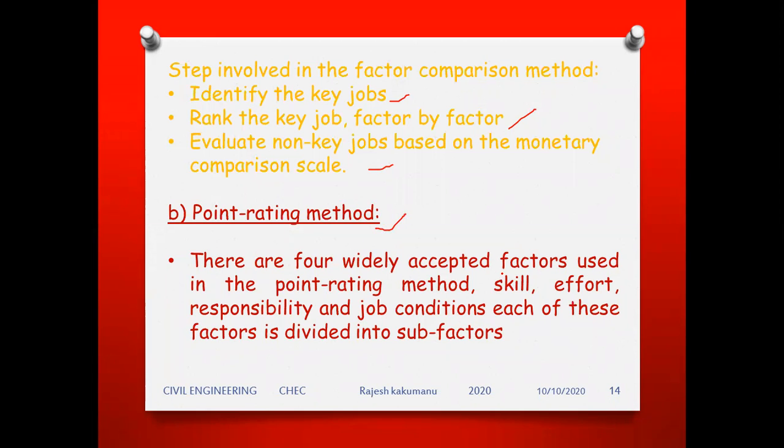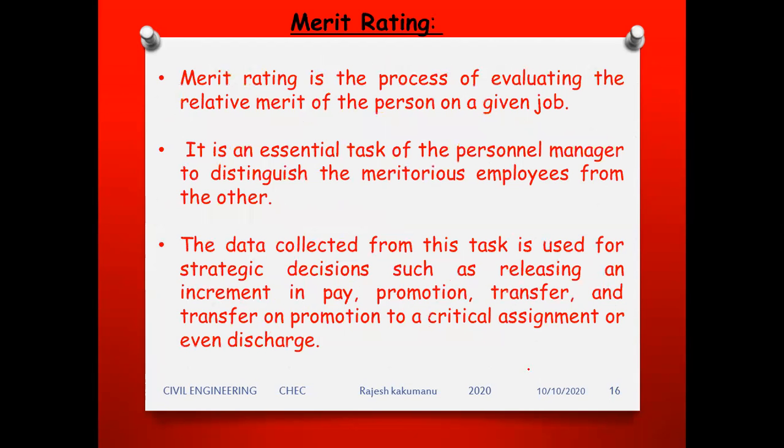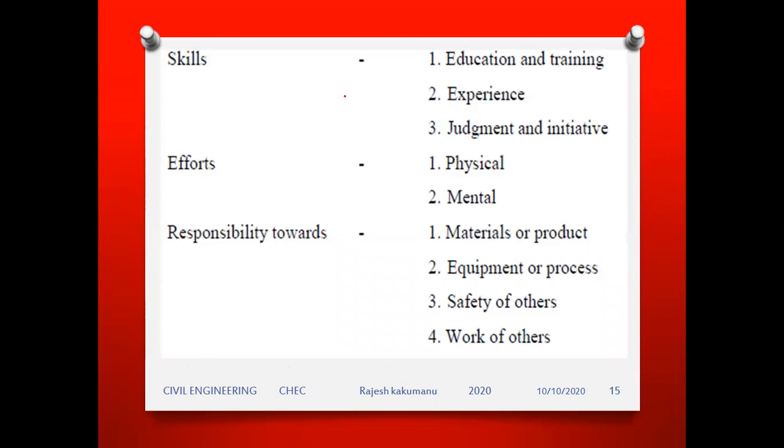Next category is point rating method. There are 4 widely accepted factors used for point rating method. The first one is skill, the second one is effort, the third one is responsibility, and the fourth one is job conditions, right? So these are related to the point rating method. Coming to these four, skills. What are the skills you require? Education and training. What is the second one? Experience by doing the work. Next one, judgment and initiative.